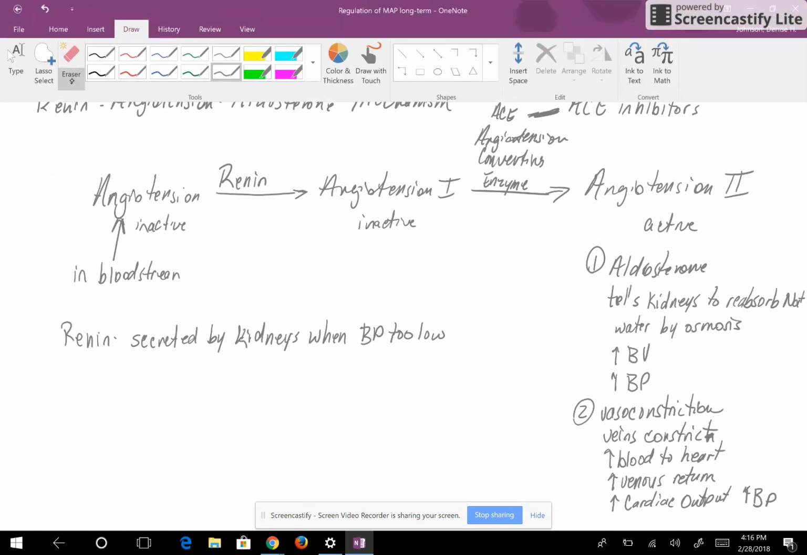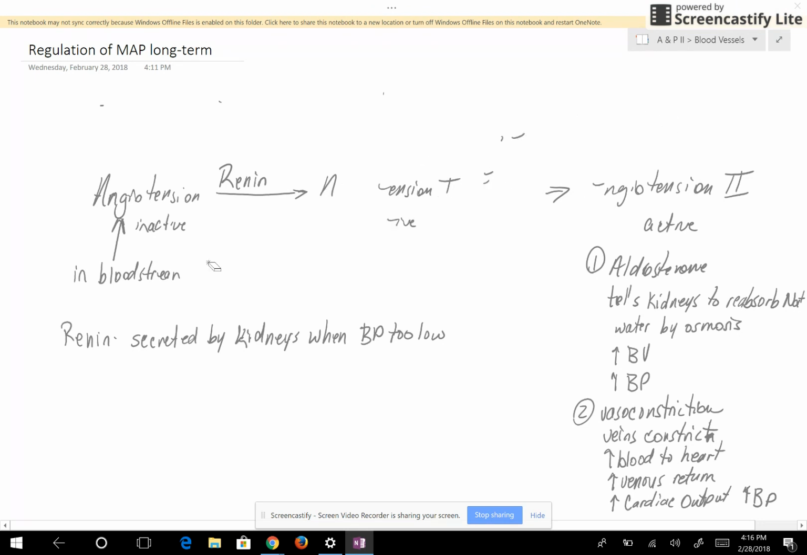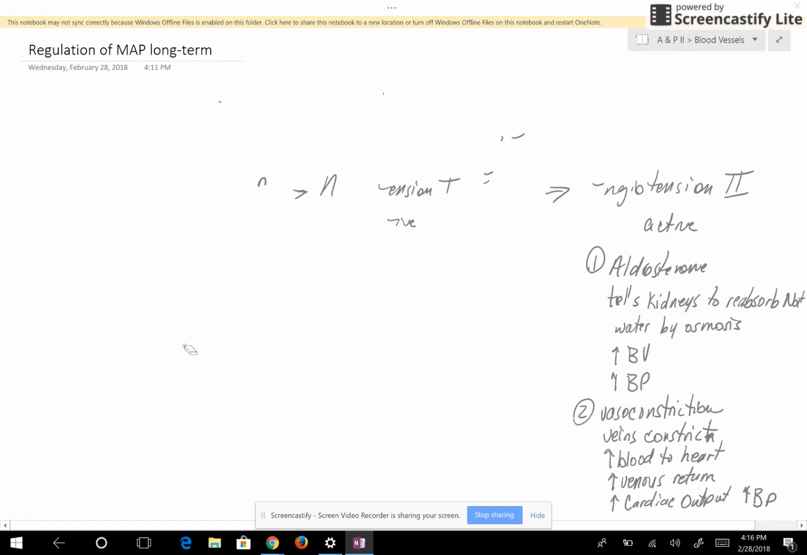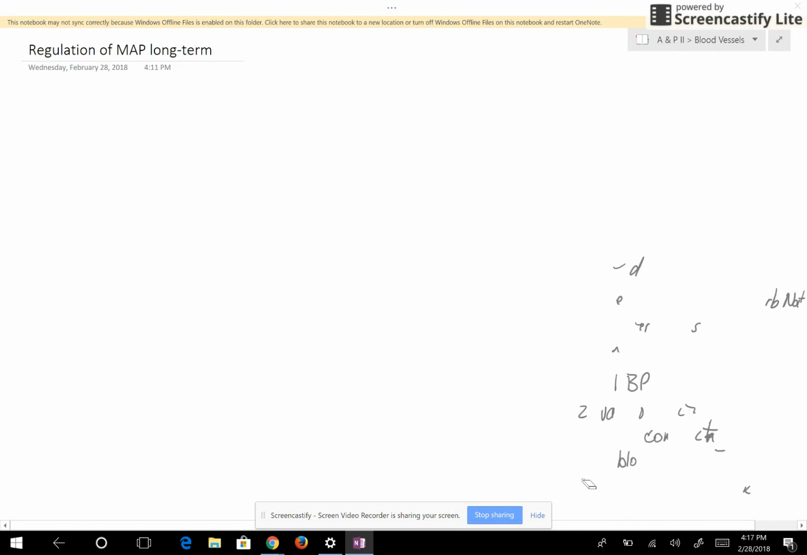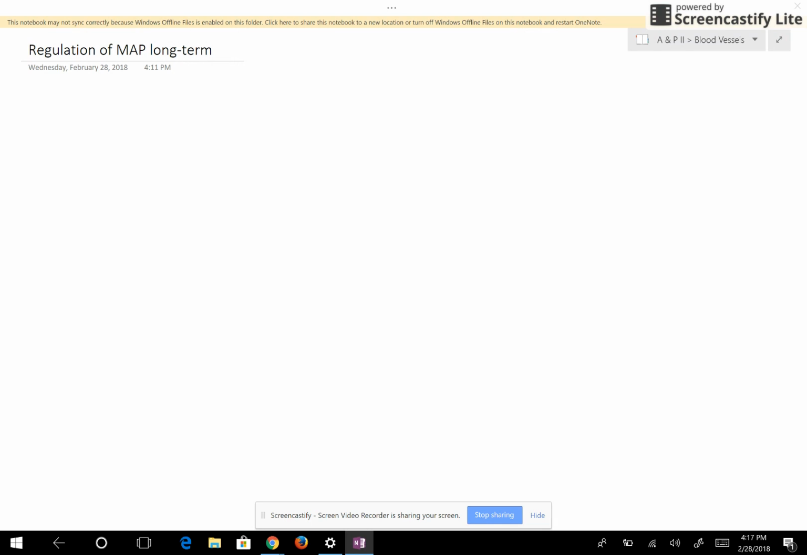Okay, I need to erase the board so that we can go to a couple of other ones. The next one we'll do is kind of an easy one. We're familiar with it, is ADH. ADH is also known as vasopressin. Remember that blood volume determines blood pressure, so any of your hormones that have to do with blood volume will be included on this list. So we have vasopressin. Vasopressin, like I said, is the same thing as ADH.